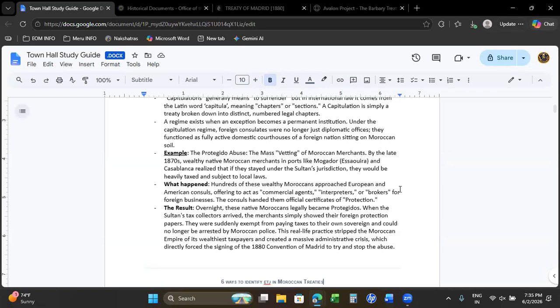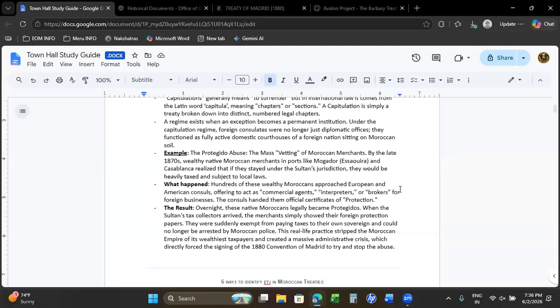Protegido abuse, the mass vetting of Moroccan merchants by the late 1870s. Wealthy native Moroccan merchants in ports like Mogador, Essaouira, and Casablanca realized that if they stayed under the Sultan's jurisdiction, they would be heavily taxed and subject to local laws. What happened? Hundreds of these wealthy Moroccans approached European and American consuls, offering to act as commercial agents, interpreters, or brokers for foreign businesses.